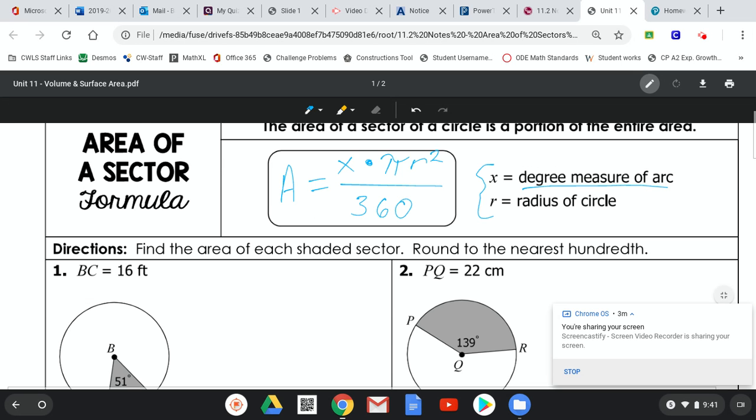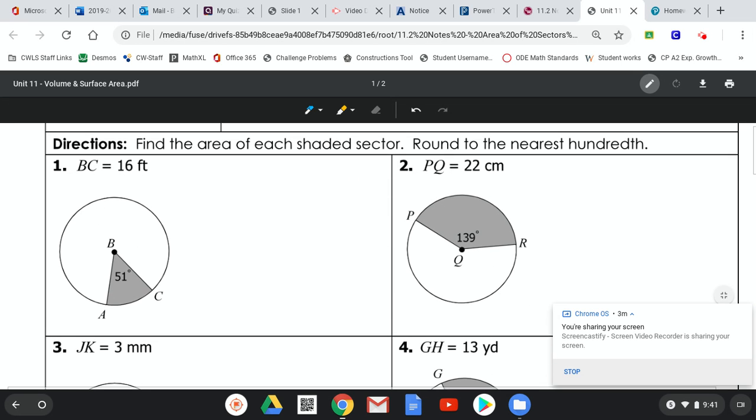So let's go through some examples here. Find the area of each shaded sector. We first have to find our degree measure. If we look down there, that's 51 degrees. Then it tells us BC is 16. Is BC a radius or diameter? You should be saying radius. So we can plug this into our formula because we have our radius of 16. So X equals 51, R equals 16. Those are the two pieces of information we need to plug into our formula.